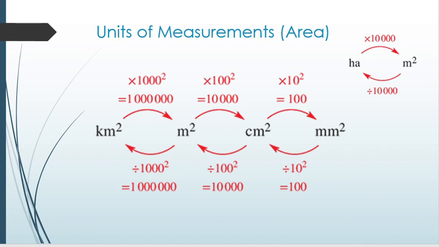Now, hectares is mainly used to measure an area of land because land is so big and vast. You can't just say 800,000 meters squared. So we just make our lives a bit easier by saying hectares instead. So this is the conversion right here.